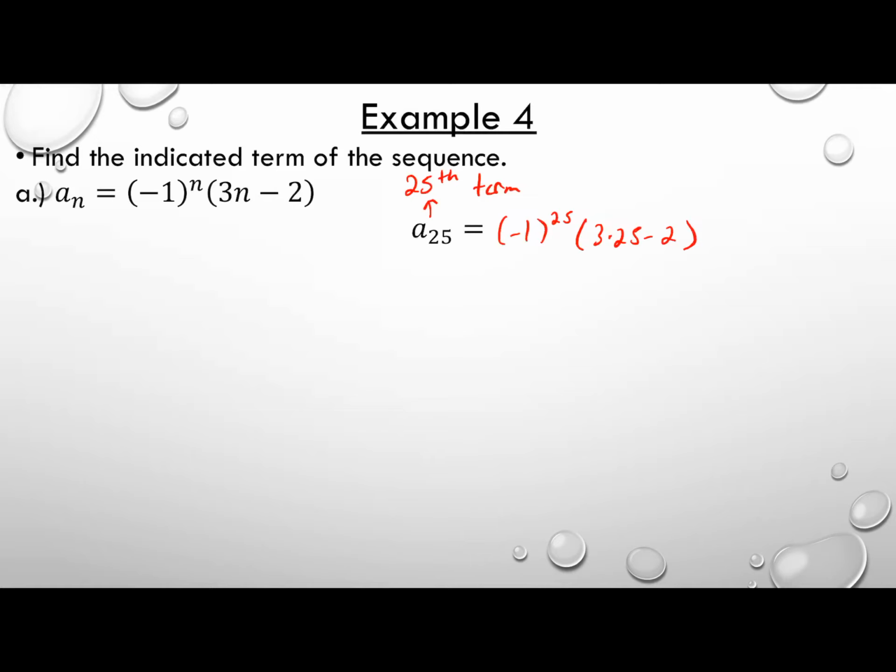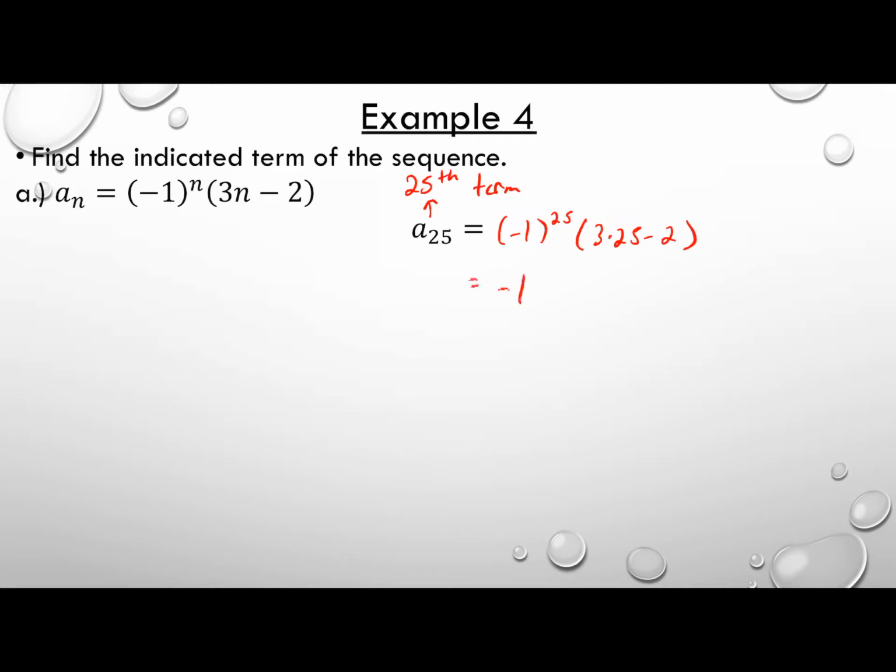Well, -1 to the 25th power is negative. How do I know that? Well, you can try it out if you want to. The reason why it's negative is because the power is odd. When the power is odd and you're doing it to a negative number, that means your answer ends up being negative. If your exponent is even, so let's say -1 squared or -1 to the 4th power, you end up with a positive answer because of those negatives canceling each other out.